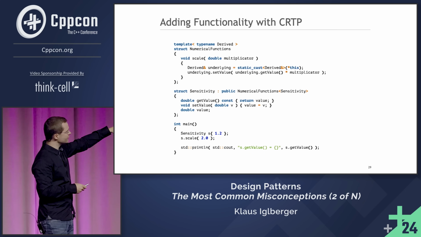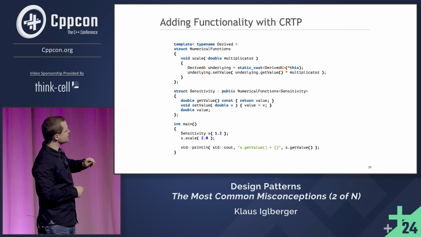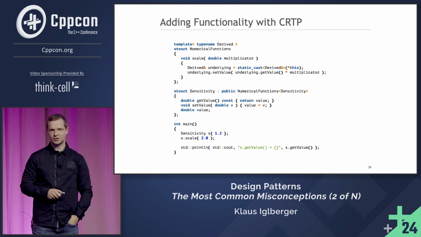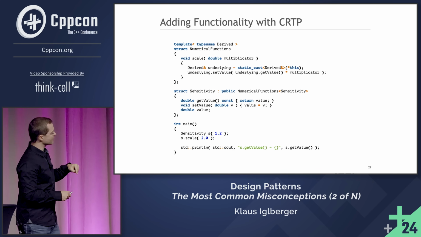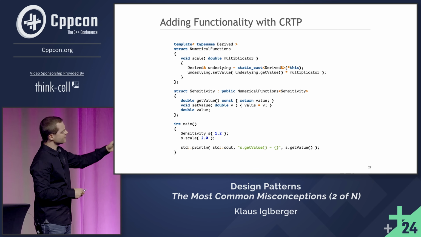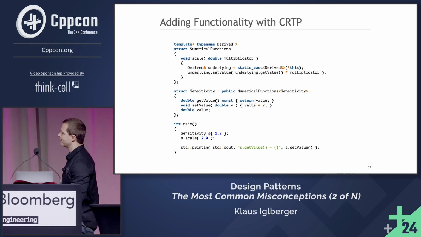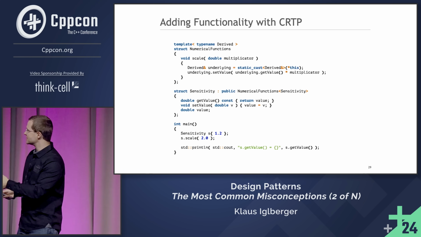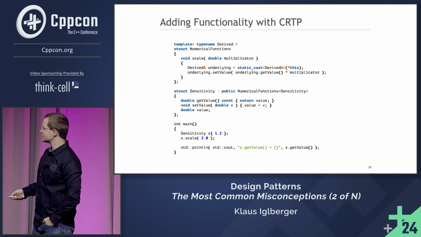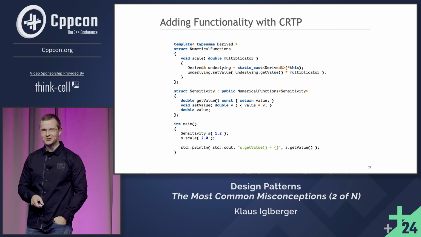We convert ourselves, again, same pattern, to the underlying type. And on this underlying, we call some set value and some get value functions. Now, sensitivity derives from numerical functions of sensitivity. That's the pattern again. And now provides get value and set value. And so now we kind of inject the scale function into sensitivity and can use it, for instance, here in a main function. So sensitivity is created and we call scale. And this works perfectly.